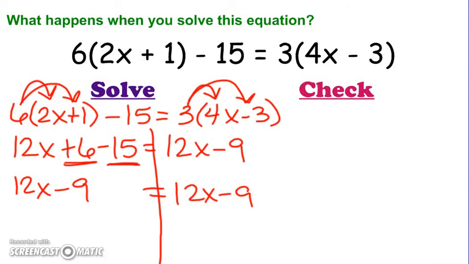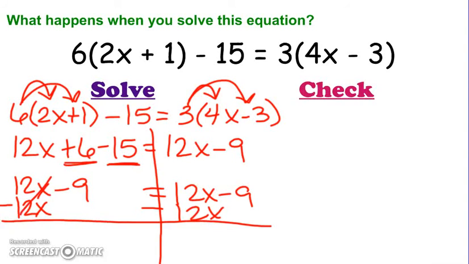Move your variable to one side, and it doesn't matter which one you move because they're exactly the same. So minus 12x, minus 12x. Notice they cancel, so you have negative 9 equals negative 9. What do you notice about this solution? You should notice that they are both the same answer. So we could plug in negative 9 to check and we'd get the same answer, or we could plug in any number to check and we would get the same answer.